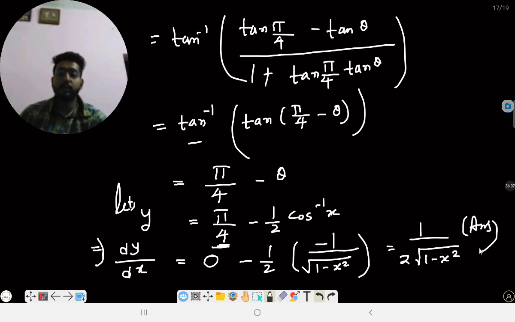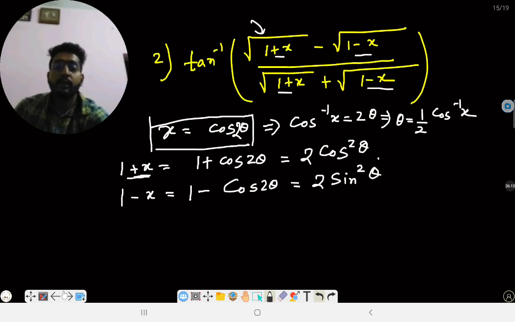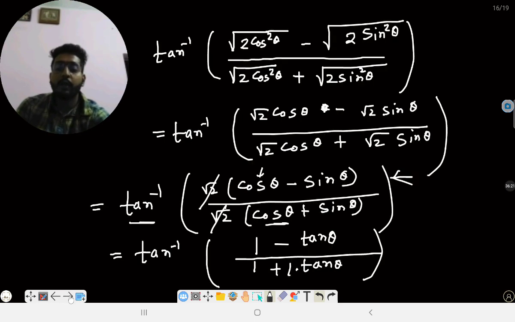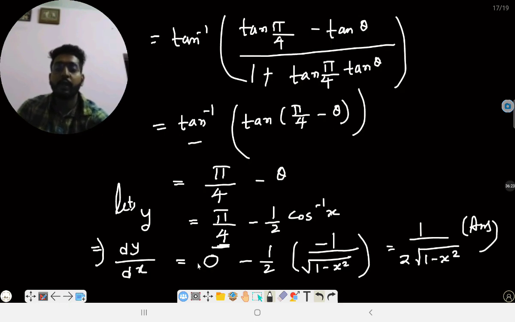So this is the substitution. First we have to think what is given. So here again, if I recap this one, we can see there is 1 plus x, 1 minus x. If there is 1 plus x, 1 minus x, take x equals cos 2 theta and use the formula. After simplifying, we have to find the differentiation, like this. So that will be the answer. Done. Now go to the next one, question number 3.